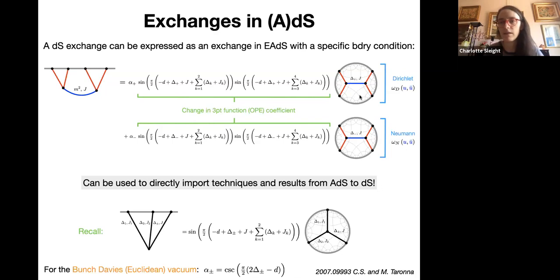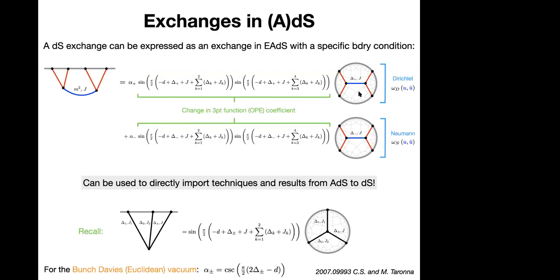Yeah, this relation is allowing you to import anything that you've computed about exchanges in AdS to de Sitter. So, as I said, you can use this to find the crossing decomposition of exchanges in de Sitter, which is inherited from those in anti-de Sitter space. You can even try to apply techniques like an inversion formula, which have been developed purely in the context of AdS, also to de Sitter. It holds regardless of the way that you choose to represent these exchanges.